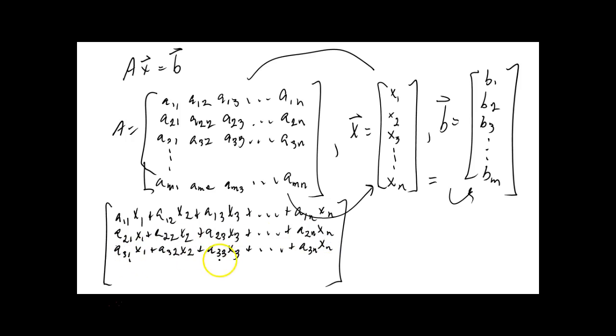Then we'll dot dot this down, this is just one entry, until the last one will be Am1 x sub 1 plus Am2 x sub 2 plus Am3 x sub 3 plus dot dot dot plus Amn x sub n. That's just one entry.